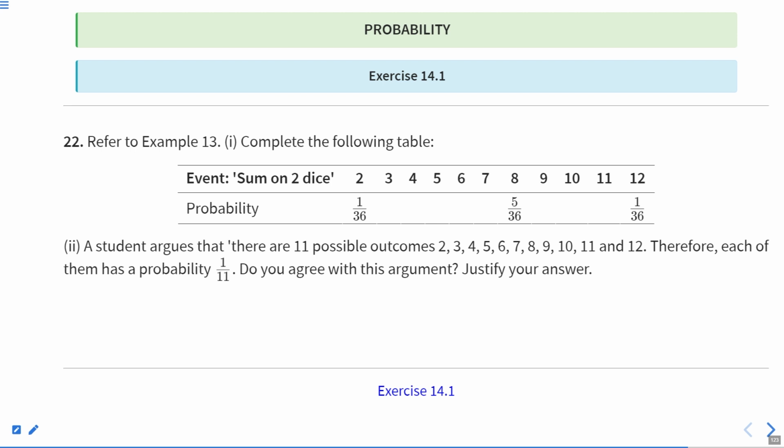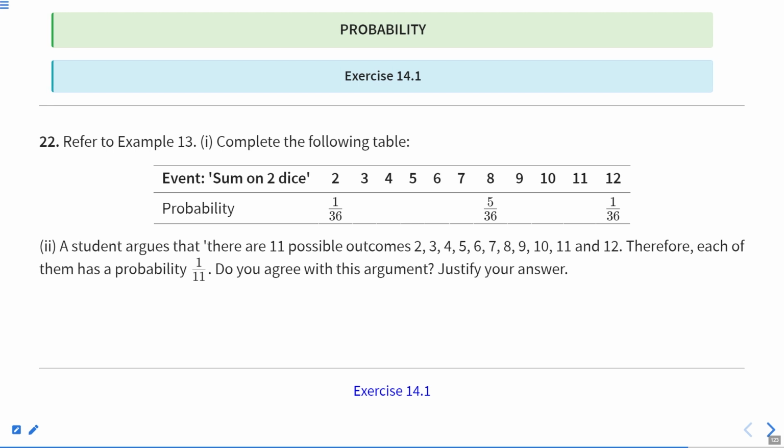Now let us move to next problem. In the next problem, we have to refer to example 13. Here we refer to example number 13, you will see it in the NCERT book. Complete the following table. So here the sum on 2 dice: 2, 3, 4, 5, 6, 7, 8, 9, 10, 11, 12, and probability 1 by 36, 5 by 36, and 1 by 36.